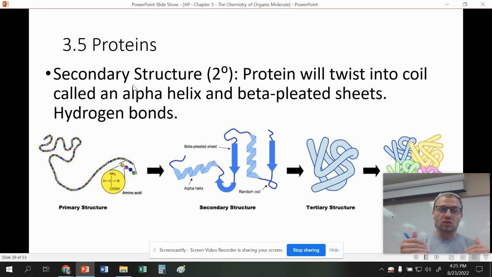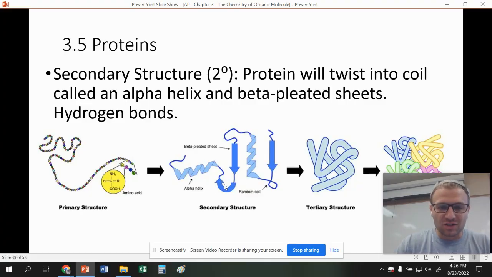So those two structures, the alpha helixes and the beta pleated sheets, are very specific to the secondary structure. And how they fold is based on the properties of the amino acids, which is the linear primary structure. You can see here we're going from our primary structure to our secondary structure. We have our alpha helixes, we have our beta pleated sheets. There we go.